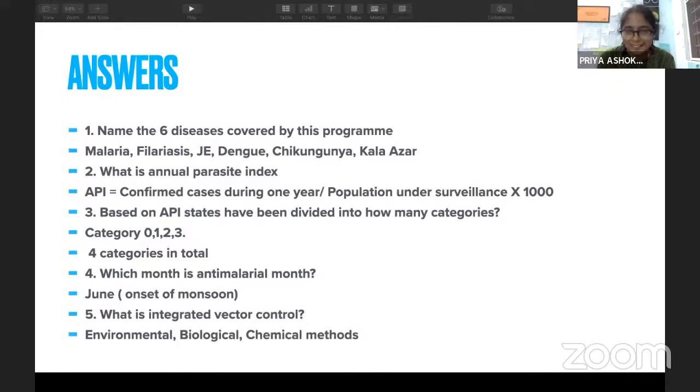Because monsoon starts then. And the integrated vector control, I'll give you. You told mechanical, it's fine. Environmental, biological, and chemical methods. Okay. So that gives you two questions right out of five. Anyhow, added to this, I'll ask you, can you name any two biological, what is this biological control of vectors? Any two fishes? You use fish, Gambusia affinis and Lebister reticularis. Right.